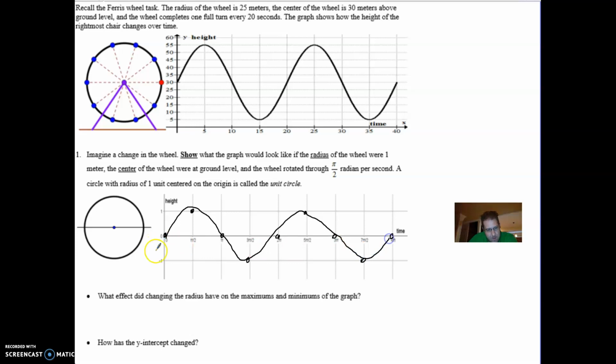And therefore, the midline is at 0 and the amplitude is 1 in this case. So the y-intercept has changed because the y-intercept is now 0 instead of the y-intercept being the height of the Ferris wheel. So it's a little bit different.